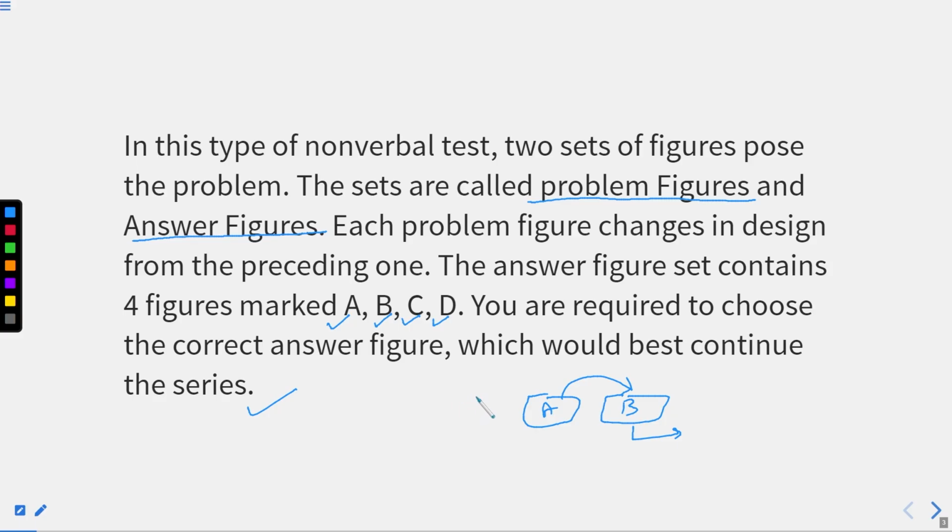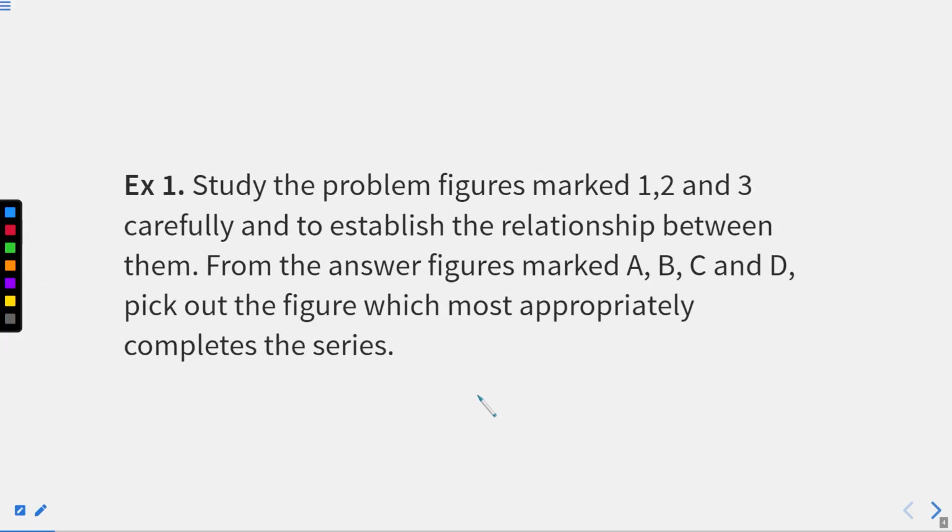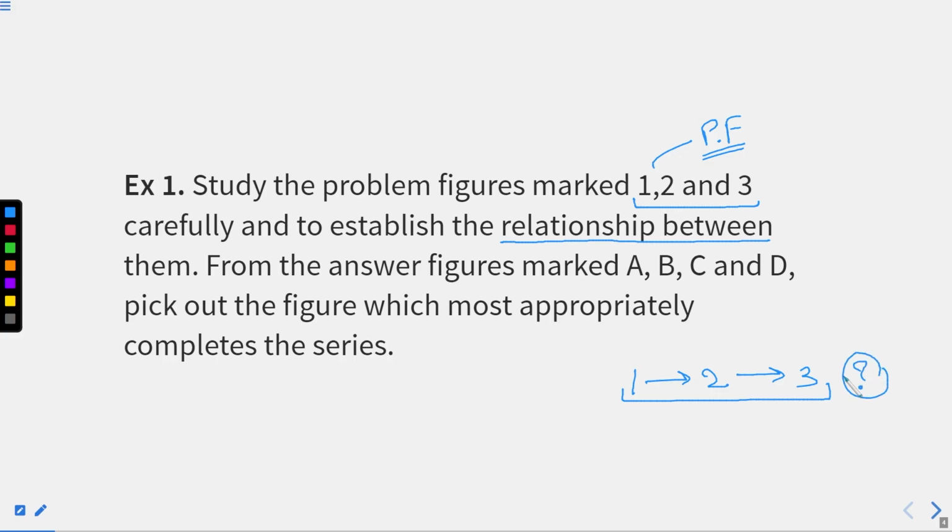In this I will be explaining around 3 to 4 questions. So question number 1 says: study the problem figures marked 1, 2, 3. Now you have three problem figures, I'll be denoting them with PF, right? Study them carefully to establish the relation between them. You have to check the relation between figure number 1, figure number 2 and figure number 3, see what exact relation they are following, and figure out the fourth one. This is the question. I hope this part is clear.